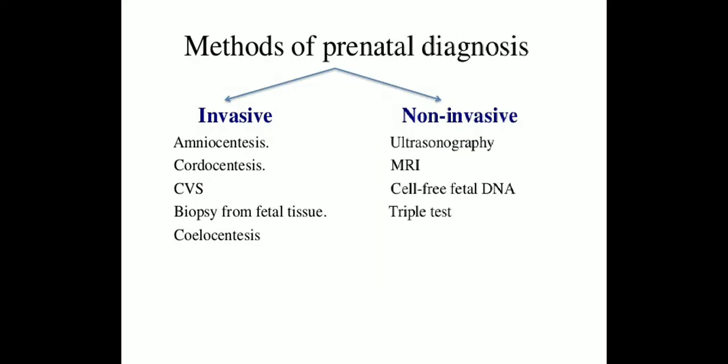Next are the methods of prenatal diagnosis. Now we go for two methods. The first one is invasive and the second is non-invasive. You know that invasive means it enters the body, and non-invasive means it doesn't enter the body. Under invasive techniques, the procedures are amniocentesis, chordocentesis, chorionic villus sampling or CVS, biopsy from fetal tissue, and cordocentesis. Under non-invasive techniques, there are ultrasonography, MRI or magnetic resonance imaging, cell-free fetal DNA, and triple test. Normally we go for ultrasonography, triple test, and sometimes amniocentesis.